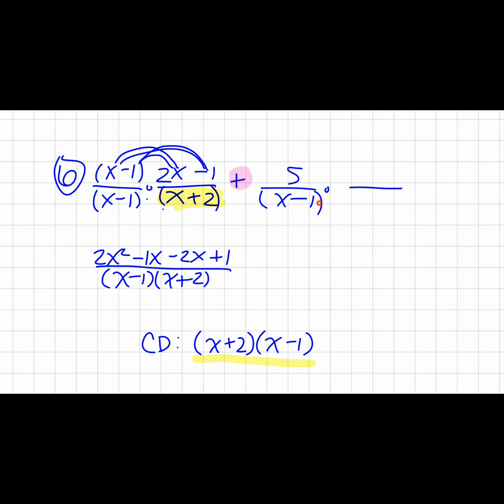Now looking at my second fraction, I just have x minus 1, but I want x plus 2 times x minus 1. So I need to multiply this by x plus 2. Whatever I do to the bottom of a fraction, I have to do to the top to make it stay equal. So on the top, I can distribute this in, and I get 5x plus 10 all over x minus 1, x plus 2.